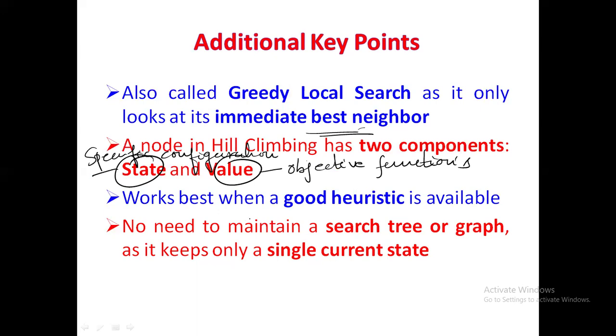Hill climbing is most effective when a well-defined heuristic function is available, guiding the search toward a better solution quickly. Unlike global search methods, hill climbing does not require maintaining an entire search tree or graph. Instead, it keeps track of only the current state, making it memory efficient and suitable for solving large-space optimization problems.